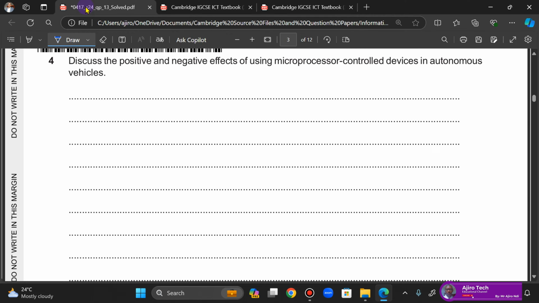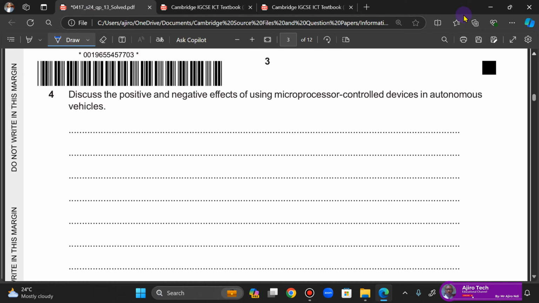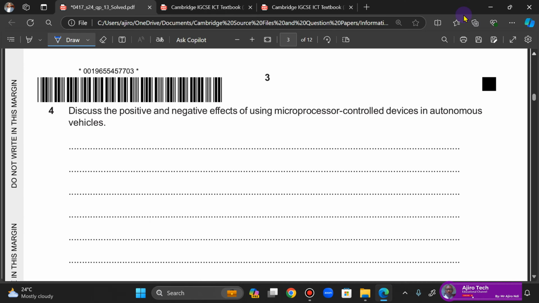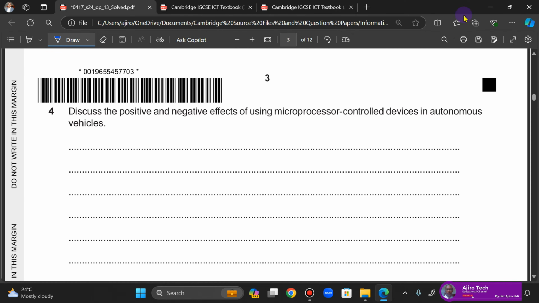Question 4. Discuss the positive and negative effects of using microprocessor control devices in autonomous vehicles. And now you will see this, right? Now this was one for my students in Qatar. Because of the flood that happened, they had a kind of special question. For this paper, this was the only paper that was assessed for them. I think paper 3 was cancelled, I think paper 2 and paper 3 and paper 1.